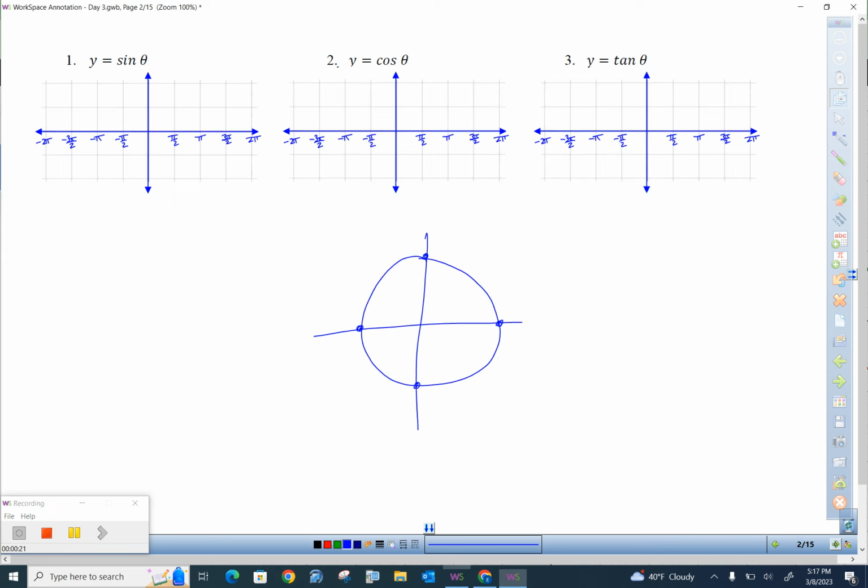And after you've got that, what you're going to do is pause the video and sketch those parent functions from memory and using the unit circle. Okay, we'll go over them before we get started today.